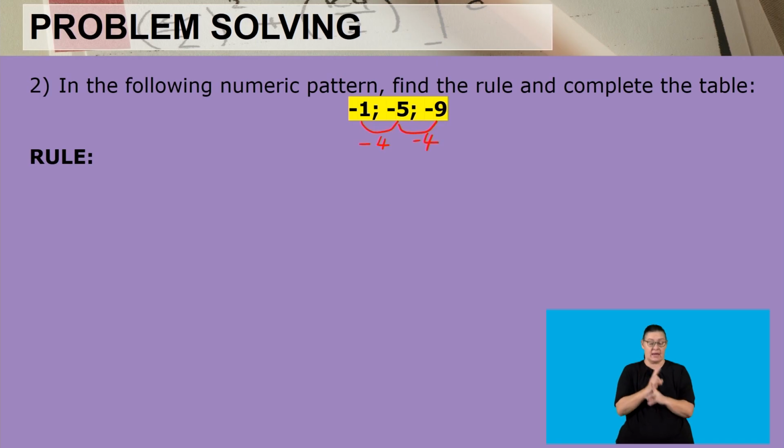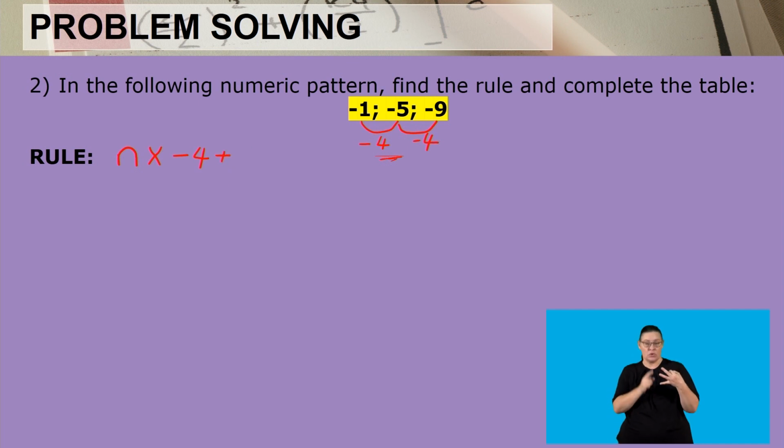And if you remember, we are going to now take the term number, which is represented by n. We're going to multiply it with the constant difference, which is -4. And we need to find that constant value that we are going to add or subtract so that we can get our first term, our second term, and our third term.